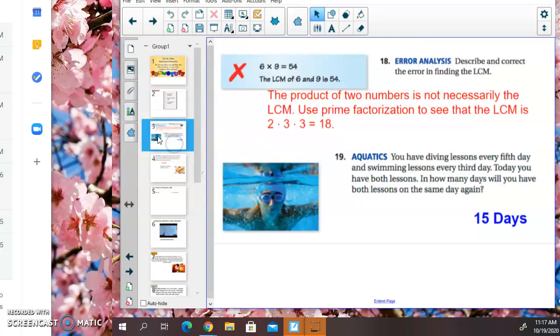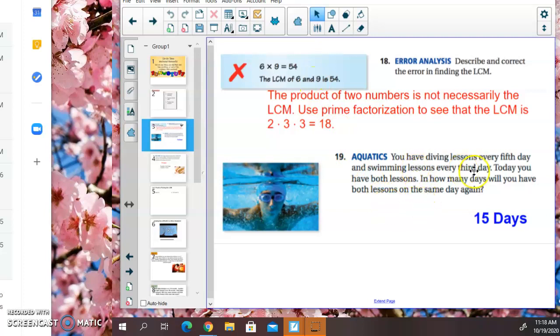So first up, a little flashback. Question number 18 on the homework said, describe and correct the error in finding the least common multiple. In this problem, they just decided to do 6 times 9 and thought the least common multiple was 54. Now 54 is a multiple that they do have in common, but it's not the least common multiple. The least common multiple would be 18, and you could use prime factorization to find that the least common multiple should be 2 times 3 times 3, which is 18.